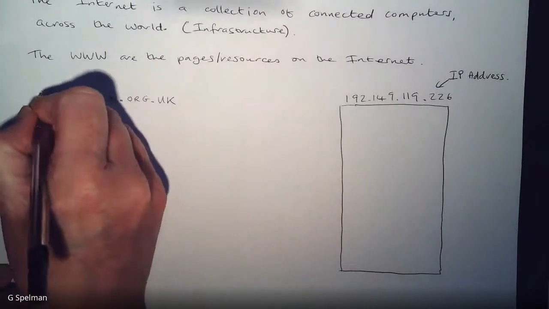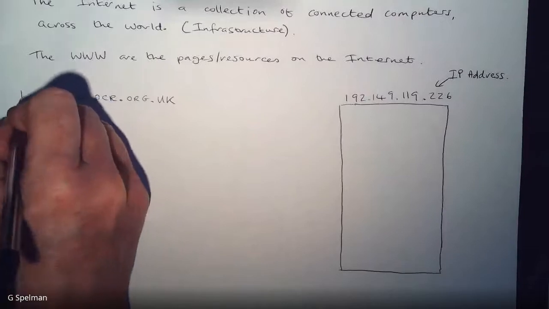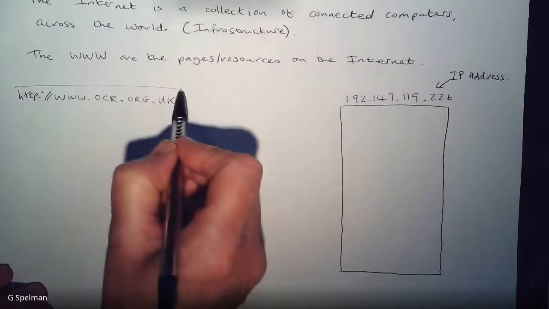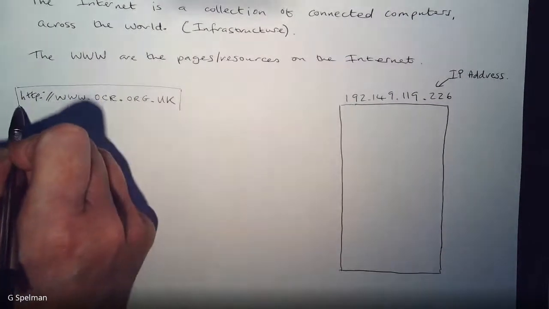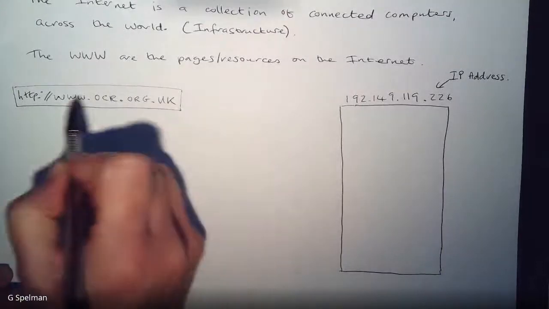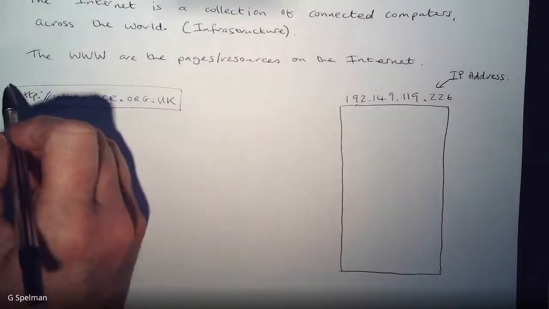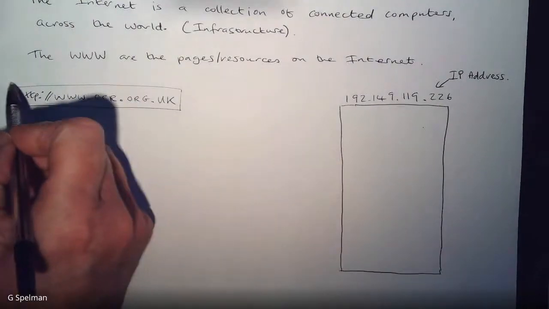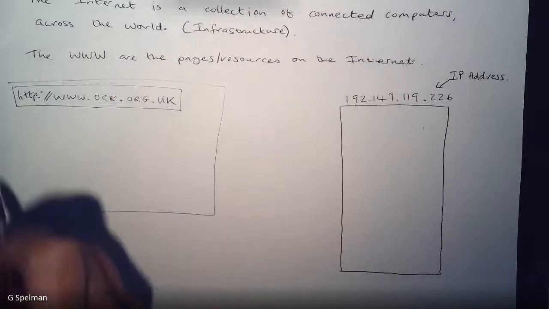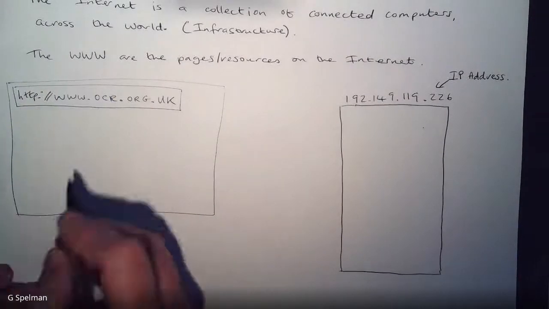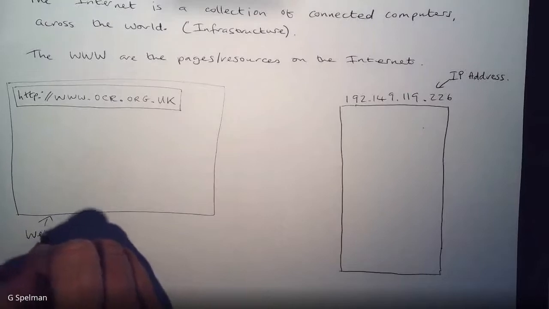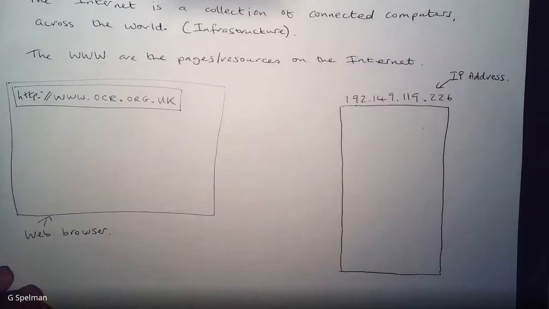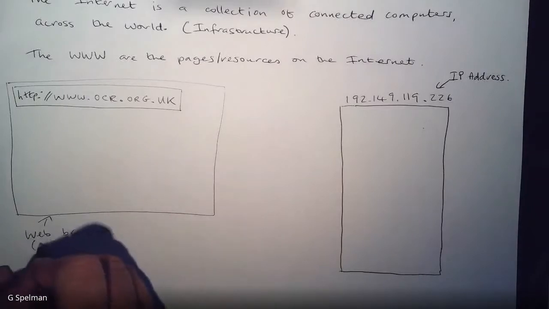And typically in front of this, we would have something that looks like this. And that is what protocol we are using. And we will learn more about protocols in another lesson. For now, that is the address that I would type in here if I want to access the OCR website, which is being hosted by this computer over here. So let's just say this is our web browser. So we use a web browser to access pages on the internet. So that is software.